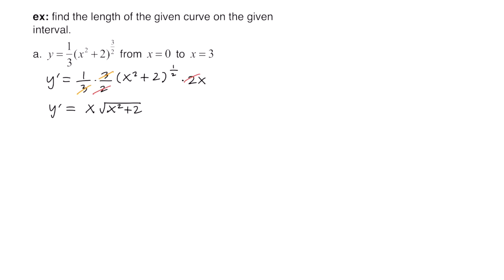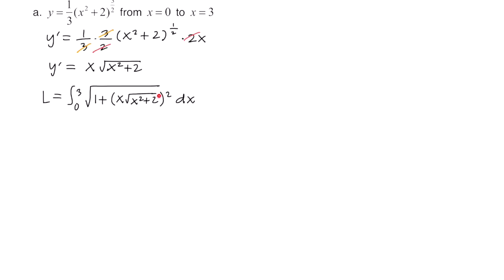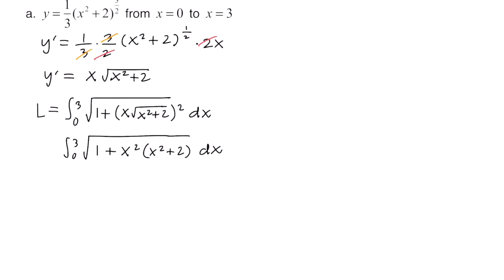Okay, we're ready to plug this into our length formula. So our length is going to be the integral from 0 to 3 of the square root of 1 plus the derivative squared. So next we're going to take this expression and square it. Since these are a product and we're squaring it, remember it's x times the square root of x squared plus 2, times itself. So the x and the x make x squared. And the square root of x squared plus 2 times itself is just going to be the expression without the square root. So x times x makes x squared, and a radical times itself just makes the expression without the radical.